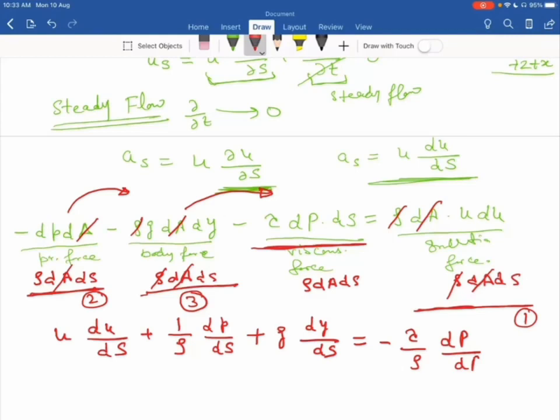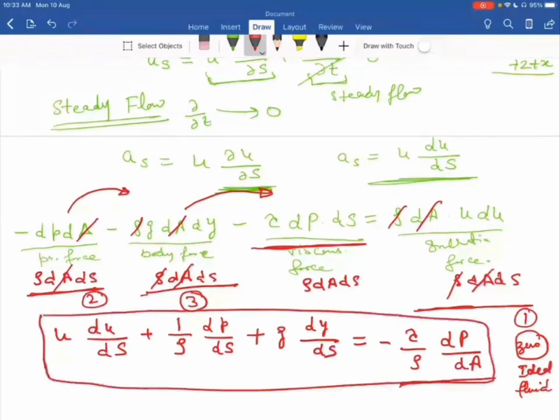Why did I put it on this side? Because if I put in one more assumption, let us say the fluid is an ideal one, then tau is zero because there is no viscosity, mu is zero, tau is zero, so this term becomes zero in the case of an ideal fluid. That is why I have kept it on the right hand side. Now this whole equation is the general form of Euler's equation.